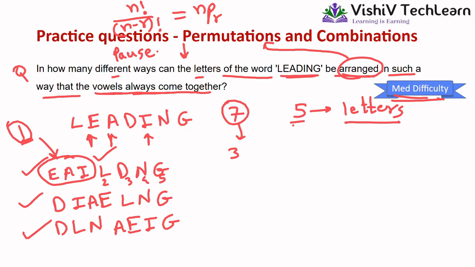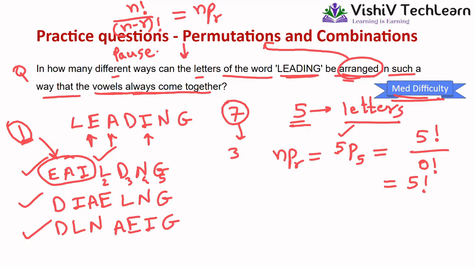And how can we arrange 5 letters? The arrangement of 5 letters, so we can use the nPr formula. From that we can calculate 5P5, because we have to consider the arrangement of 5 letters in 5 different ways. So 5P5 gives 5 factorial upon 0 factorial, which is 5 factorial. Okay, so this is part of the answer.